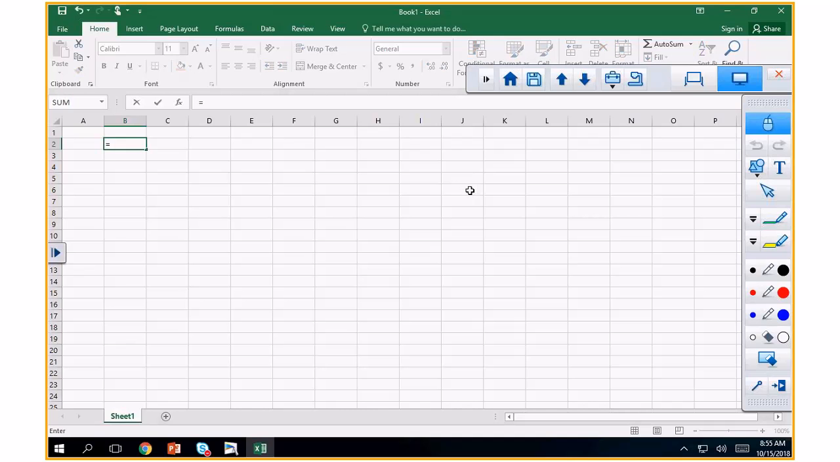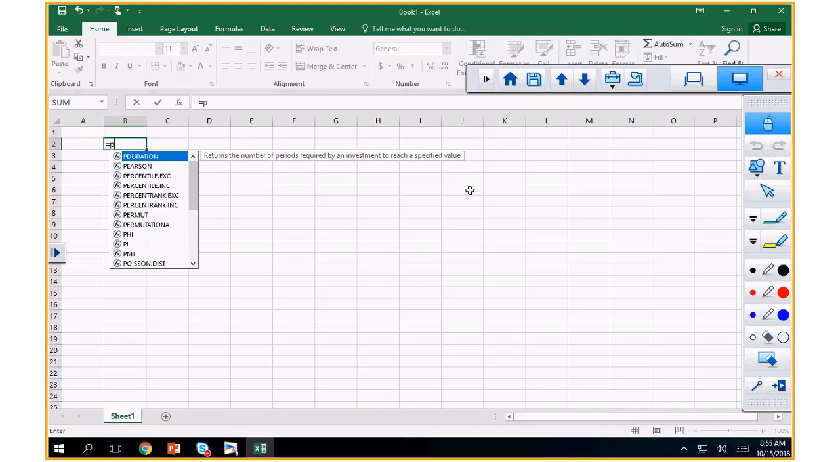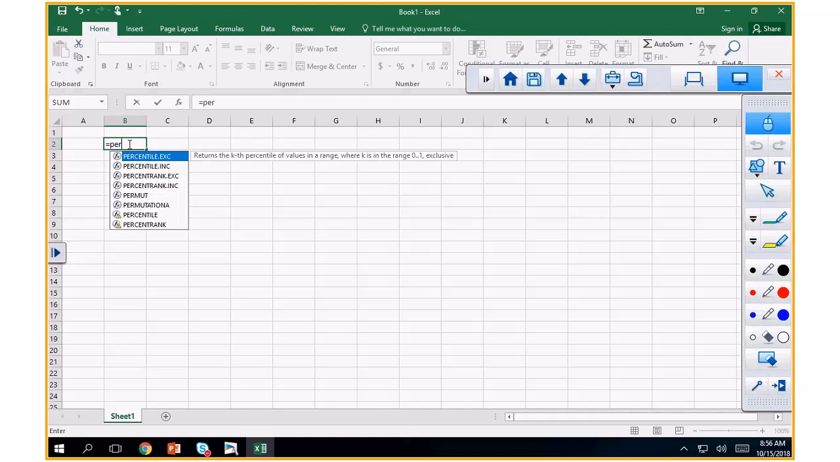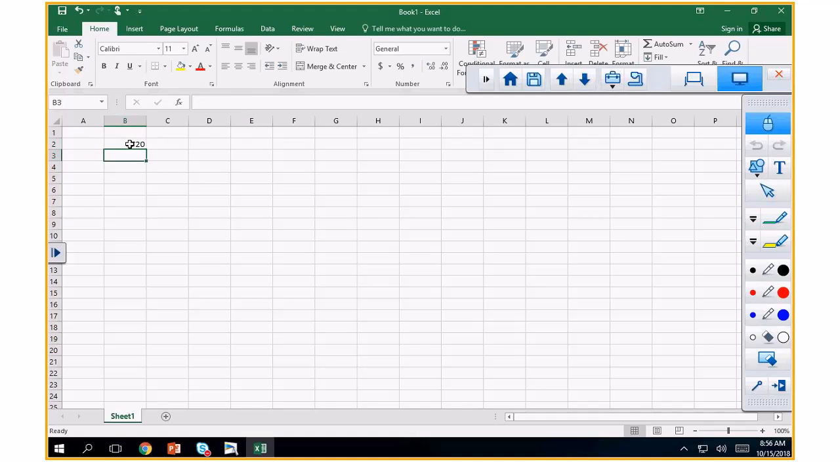Type in equals, P-E-R-M, and there it is, permute. Now write that down. P-E-R-M-U-T, permute. And hit enter. Oops, sorry, I messed up. Equals P-E-R-M-U-T, and parentheses, 10, comma, 3, and boom, there's your answer, 720.